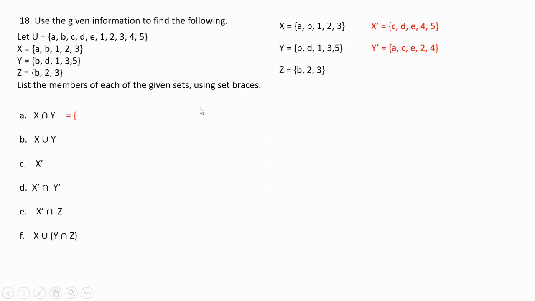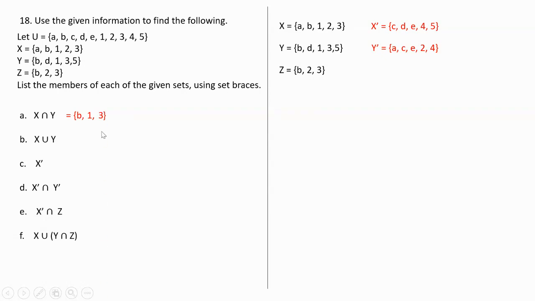And this is set Z. Okay, now let's find X intersects Y. We're going to go to the X set and the Y set. The intersection, or the "and" symbol, means what do they have in common? They have in common a B and a 1 and a 3. So my intersection of X and Y is B, 1, 3.